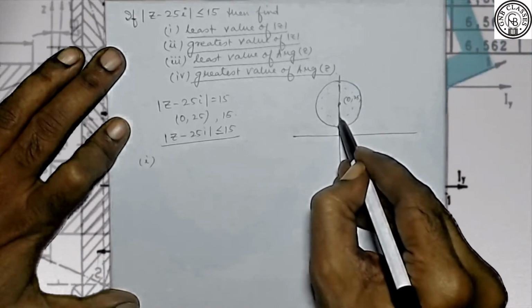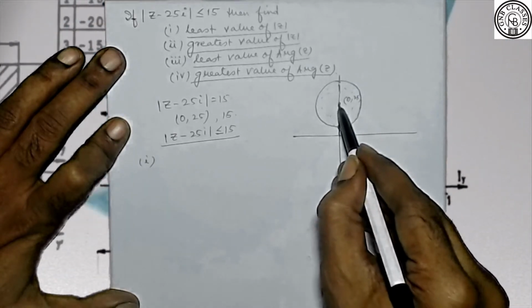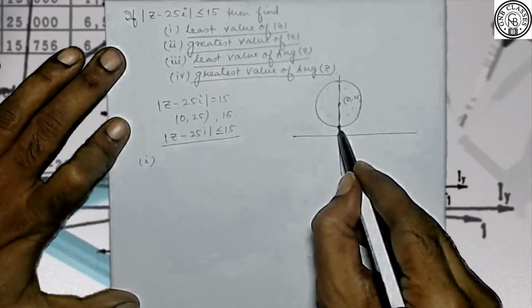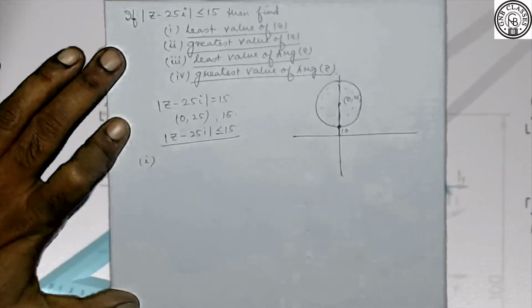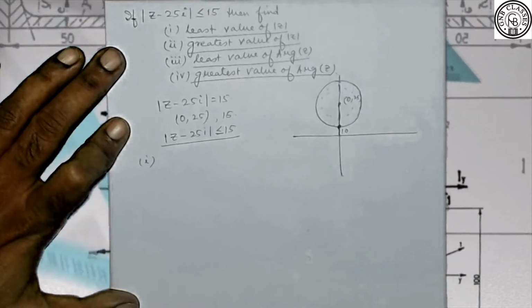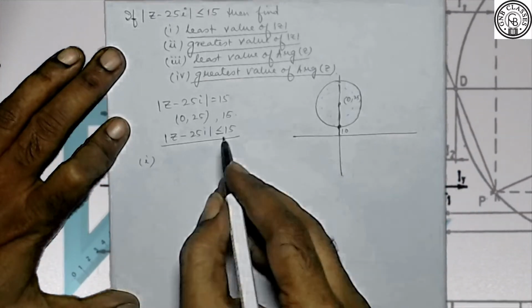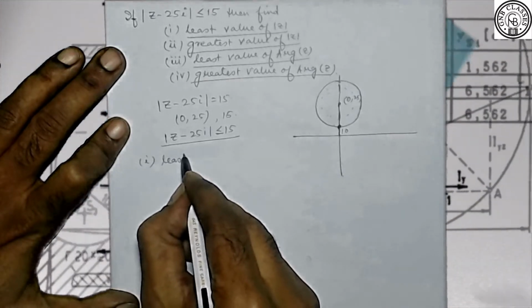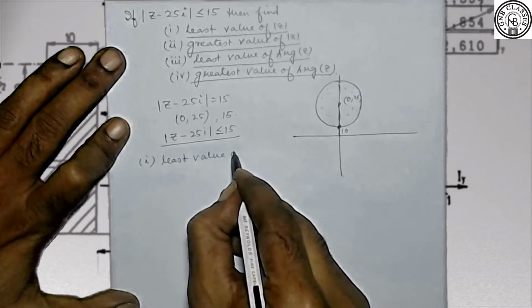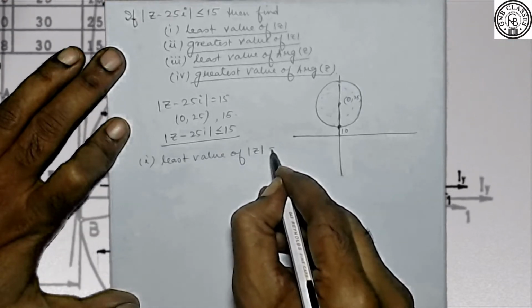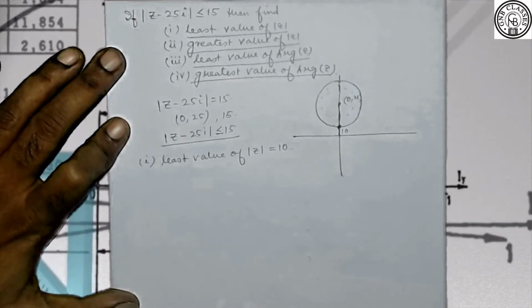You see, this length is 25 and the radius is 15. So obviously this length is 10. See how easily we can calculate without going for any mathematical calculation. So here, the least value of mod z is 10. Is it clear to you?